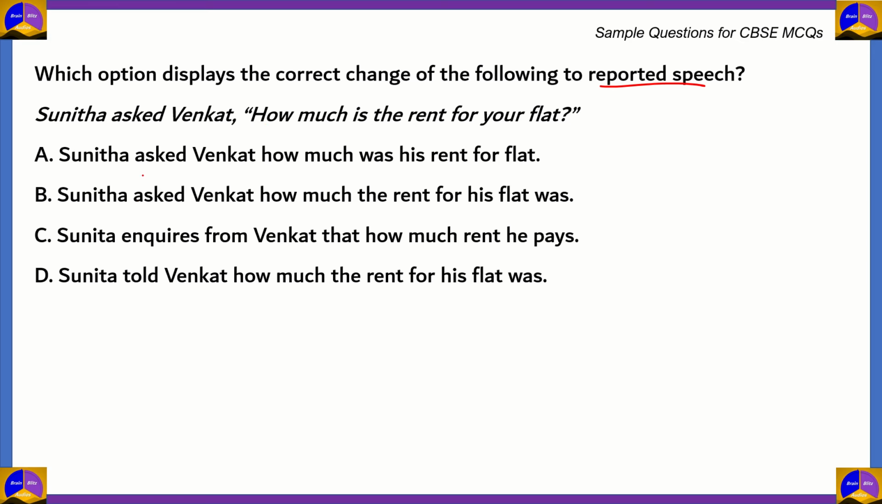So if you look at the options, option A, Sunita asked Venkat how much was his rent for the flat. Option B, Sunita asked Venkat how much the rent for his flat was. Option C, Sunita inquires from Venkat that how much rent he pays. Option D, Sunita told Venkat how much the rent for his flat was.